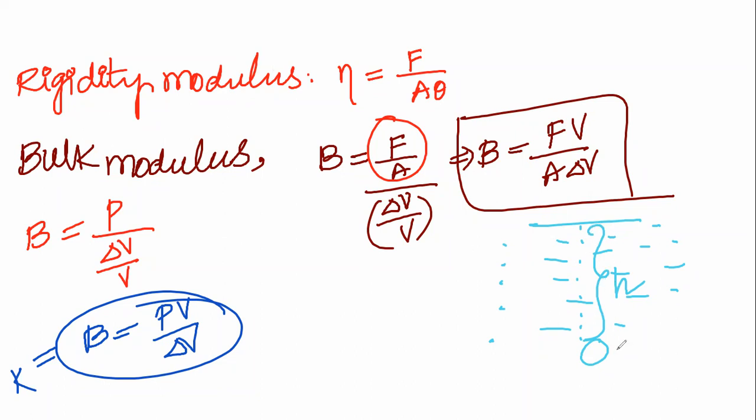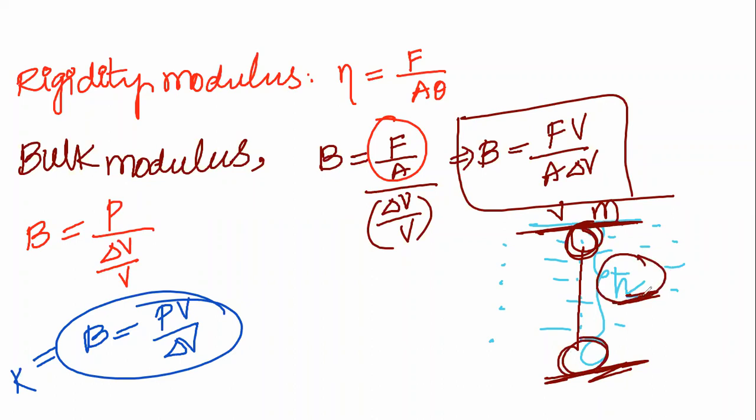What happens at the depth H? The pressure will be more, then the volume will be decreased. So we have to calculate the decrease in volume of the rubber ball when it is taken from the surface to that depth H. Problems based on this were there in previous CET. A rubber ball of mass M and volume V is taken to a depth H from the surface. What is the decrease in volume?